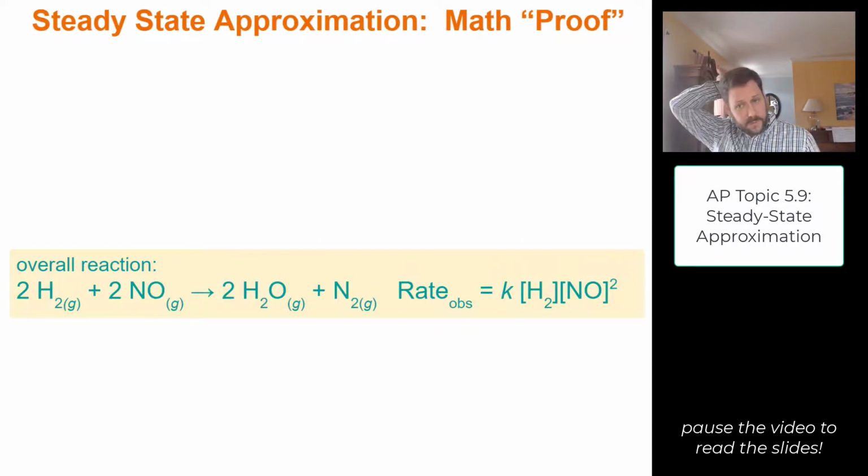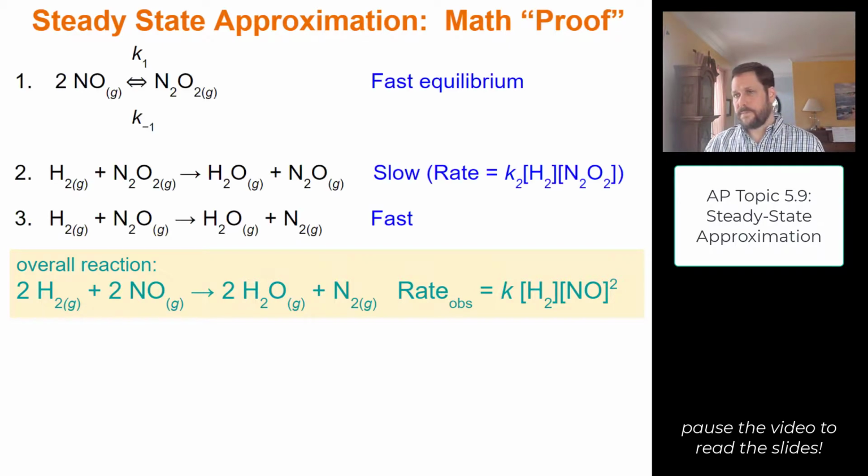Here's the overall reaction we're going to look at. It involves hydrogen gas and NO reacting. You can see that it's first order in H2 and second order in NO. Here's the mechanism that's proposed. Notice the first step is a fast equilibrium step. I've also included above and below that double arrow the symbols k prime and k negative prime to indicate the rate constants for the forward reaction and the reverse reaction, respectively. And that second elementary step is the slow step, which is the rate limiting step.